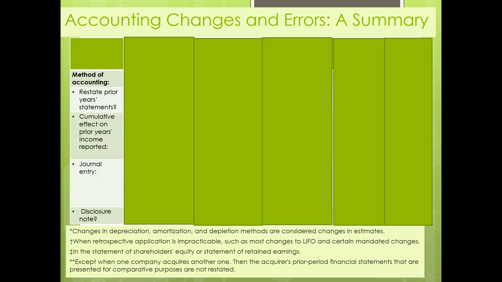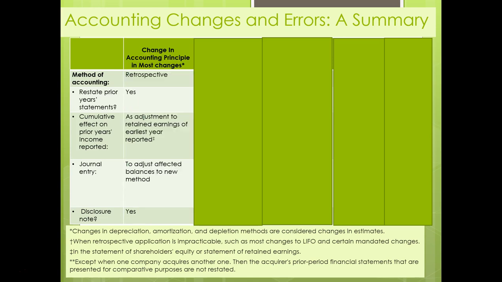Now, here's a little summary for you. Let's start with a change in accounting principle. Remember, in most cases, you have to go back and change. You have to restate prior years. The cumulative effect has to be shown as an adjustment to beginning retained earnings, and the journal entry has to be made to adjust balances, and you must have a disclosure note.